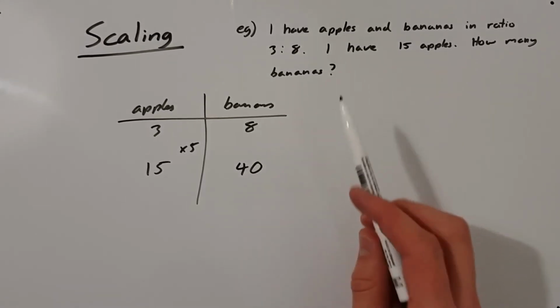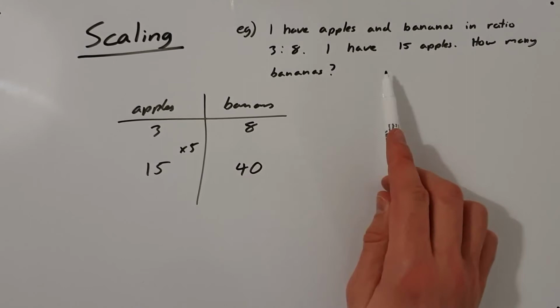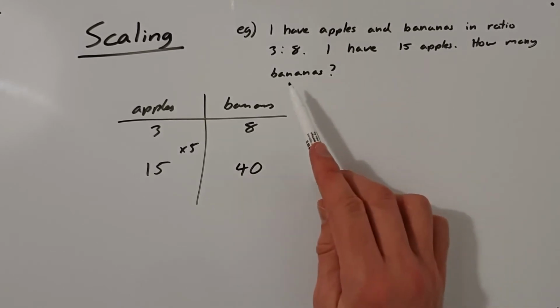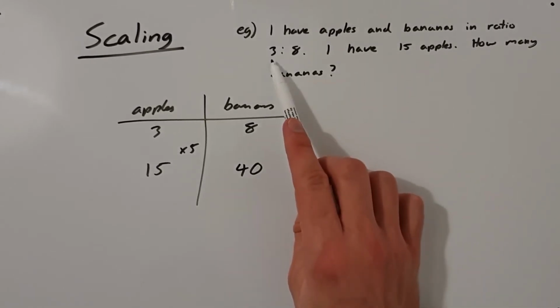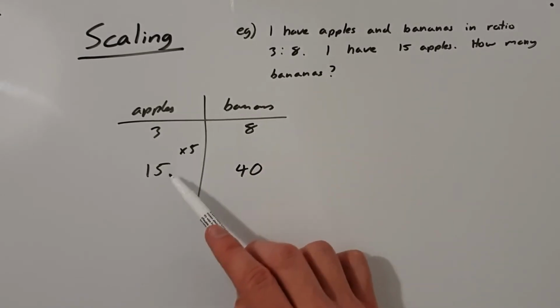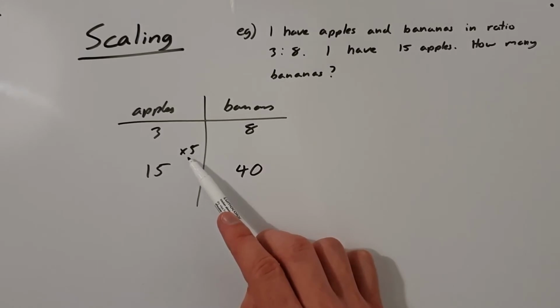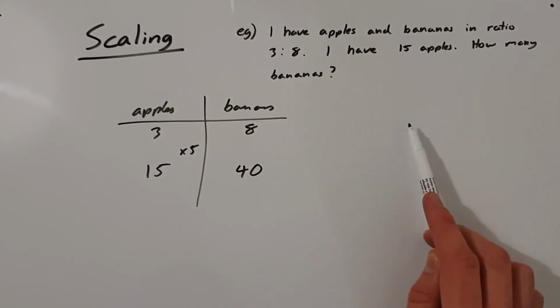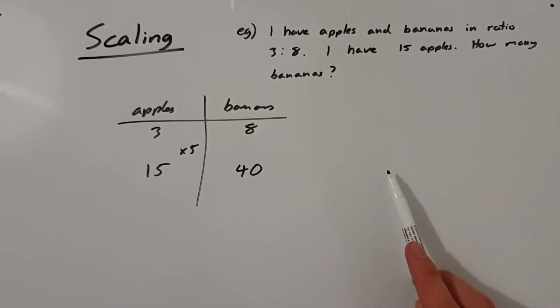And this works if you have ratios with 3 parts, 4 parts, 5 parts, however many parts. You just multiply up the relevant part of your ratio to your known quantity, look at what you multiplied it by, and then multiply that by all the other parts of your ratio to get the exact amounts of each.